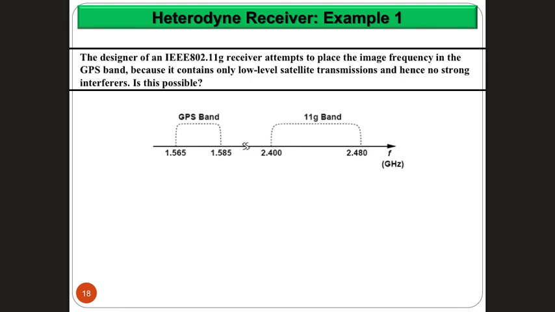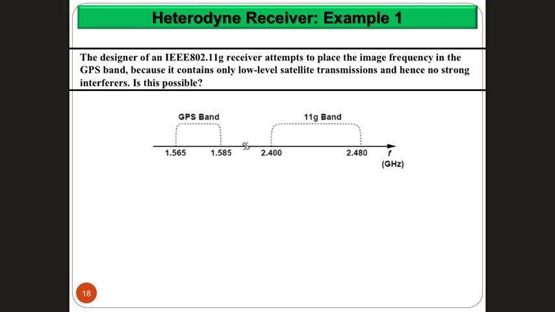Now let's look at this example. The designer of an IEEE 802.11g receiver attempts to place the image frequency in the GPS band because it contains only low-level satellite transmissions. So basically trying to pick the local oscillator such that my image, when I go to my intermediate frequency, is going to be the GPS band. Does this work? Is this possible? Why does the designer want to do this?